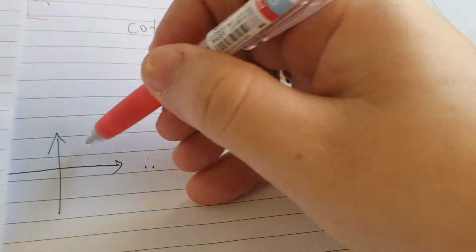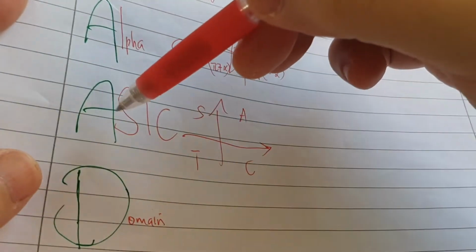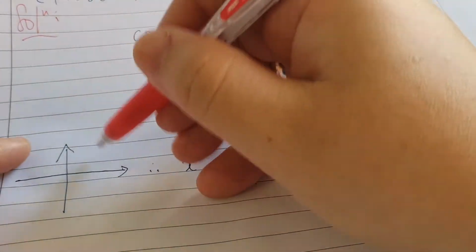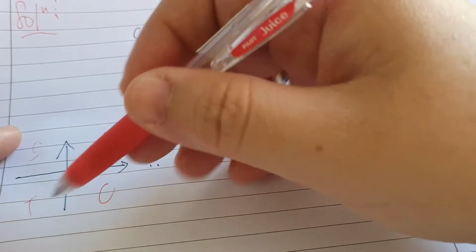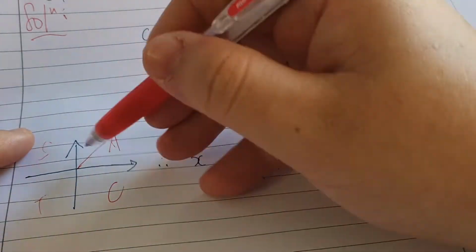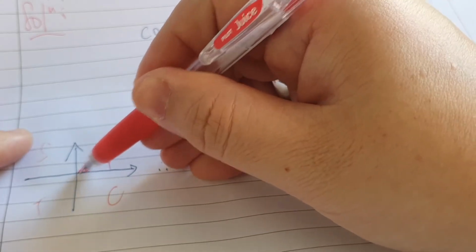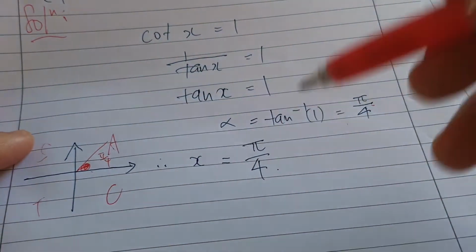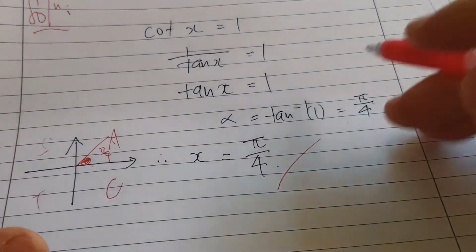Okay? And now, ASTC. Then later you check the domain, ASTC. No need to do actually, you know why? Because they want acute angle. So it's actually just pi over 4, which is 45 degrees. So that's your answer already. Okay? Very straightforward. Okay, now one more question.